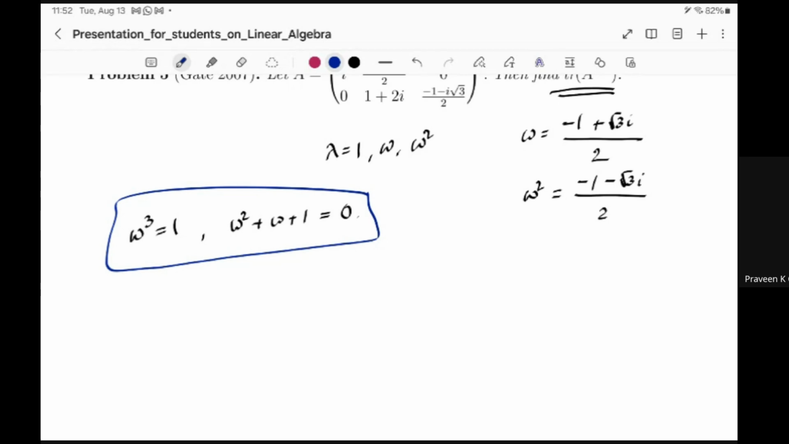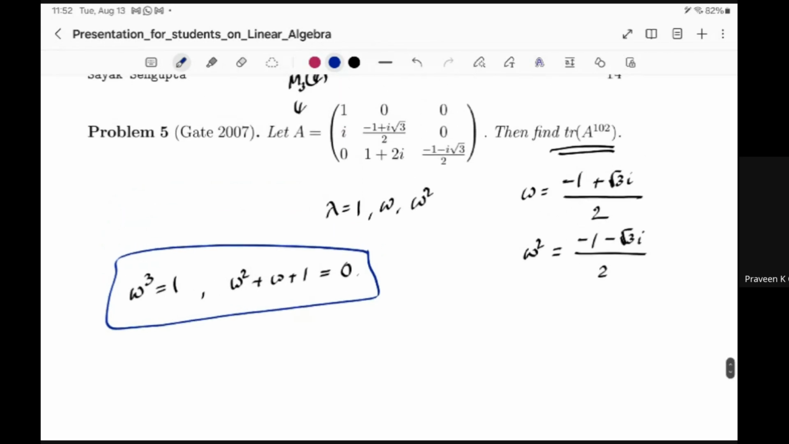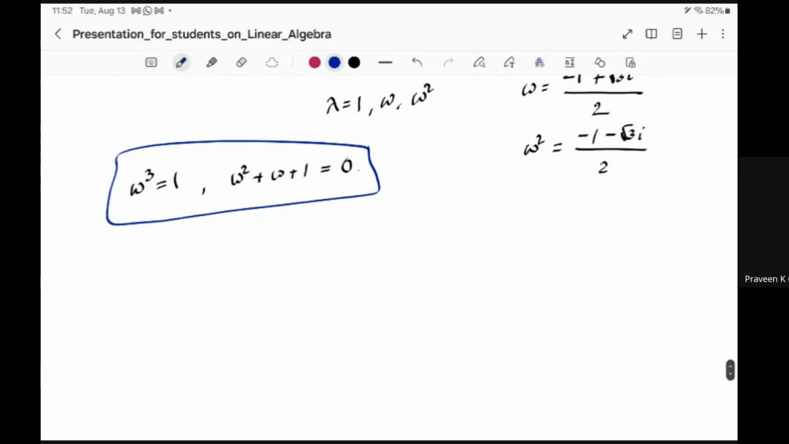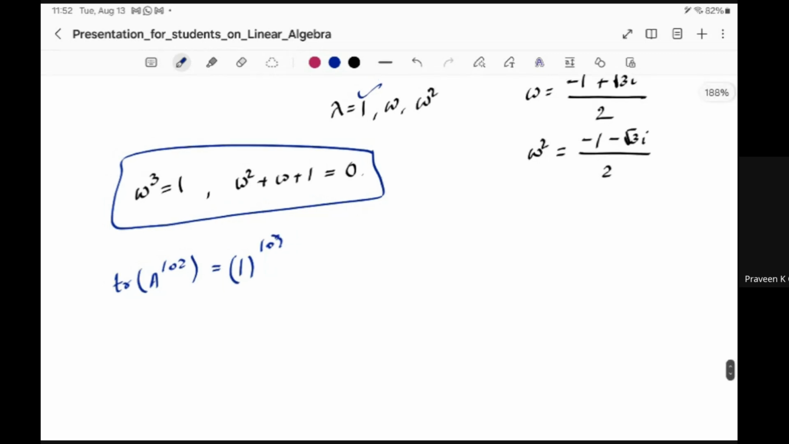Now, the trace of A to the 102. The trace of a square matrix A to the 102 is just the sum of the numbers 1 to the 102, where 1 is the first eigenvalue, omega to the 102, and then omega squared to the 102.